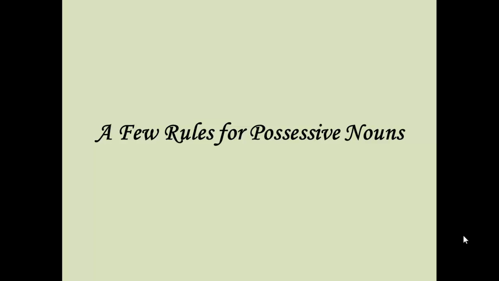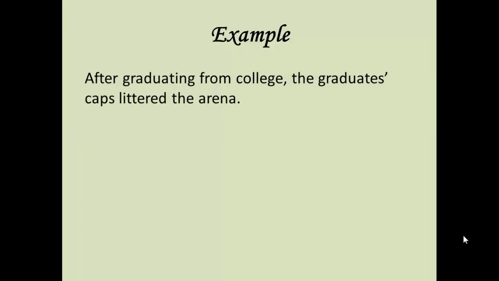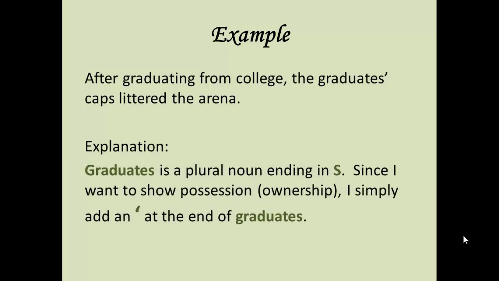And there are a few rules for forming possessive nouns. Rule 1. To show possession, add only an apostrophe to plural nouns ending in S. So here's an example of that. After graduating from college, the graduates' caps littered the arena. In this case, the word graduates is a plural noun ending in S, and that first rule says that if it's a plural noun ending in S, all I have to do is add an apostrophe to show possession.